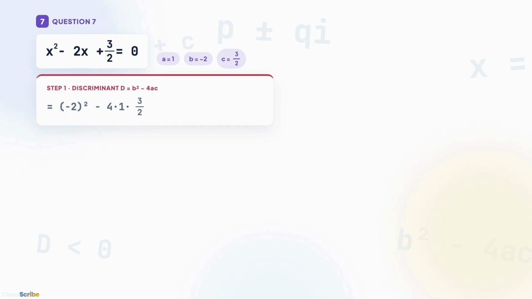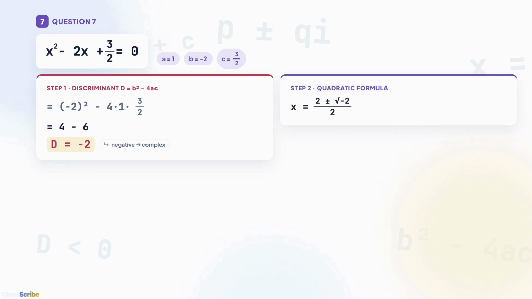Now let's solve question 7. The equation is x² − 2x + 3/2 = 0. Here a equals 1, b equals −2 and c equals 3/2. The discriminant becomes 4 − 6, which is −2. Once again, the roots are complex.